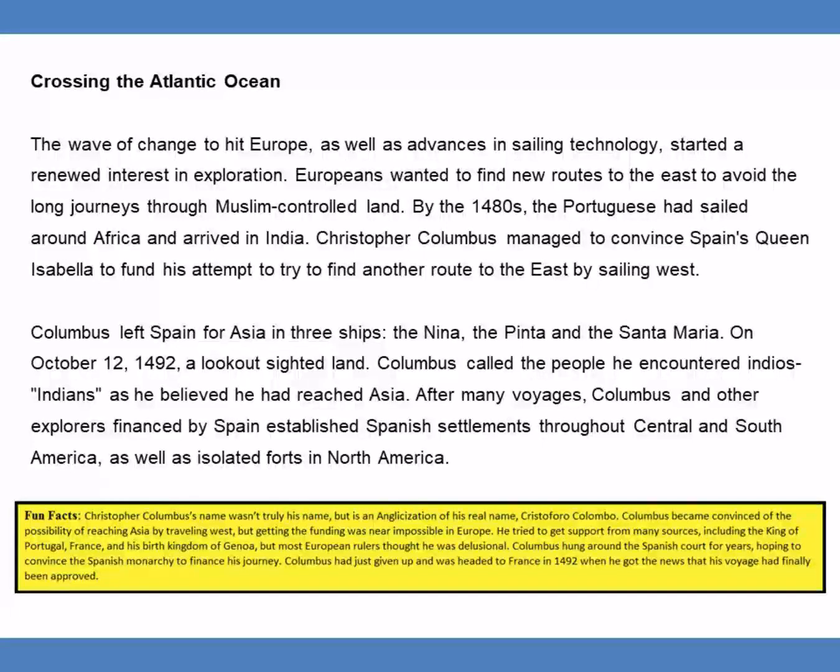Columbus hung around the Spanish court for years, hoping to convince the Spanish monarchy to finance his journey. Columbus had just given up and was headed to France in 1492 when he got the news that his voyage had finally been approved.